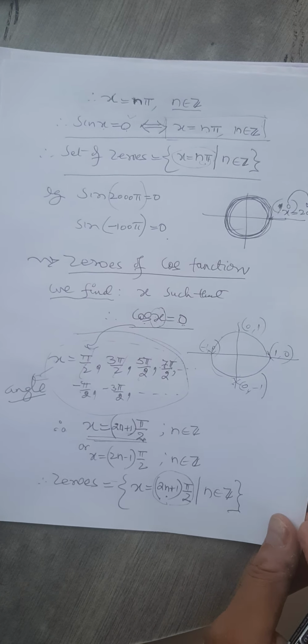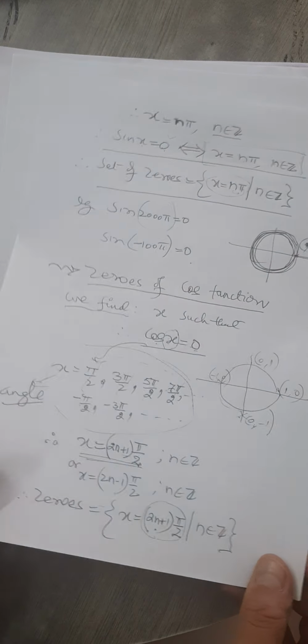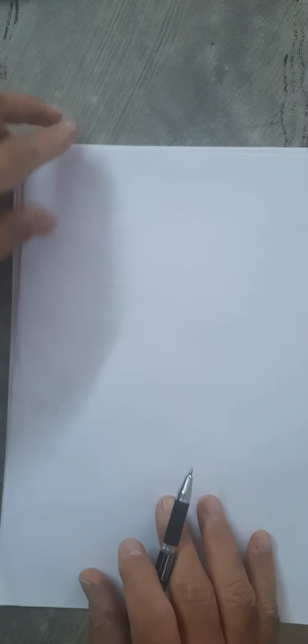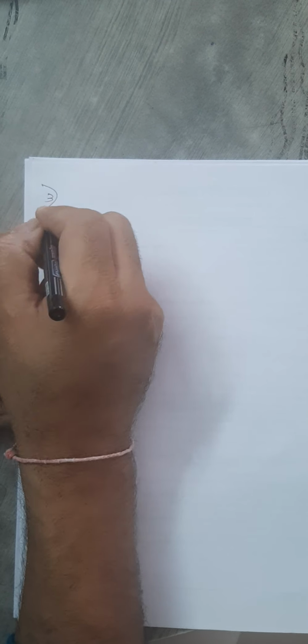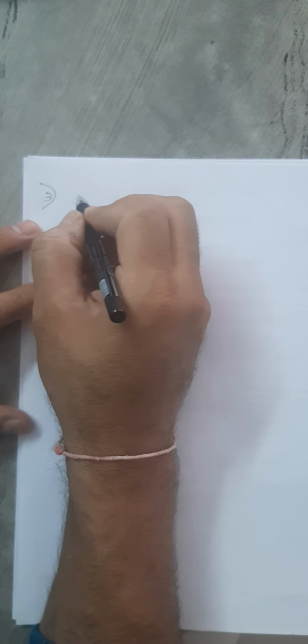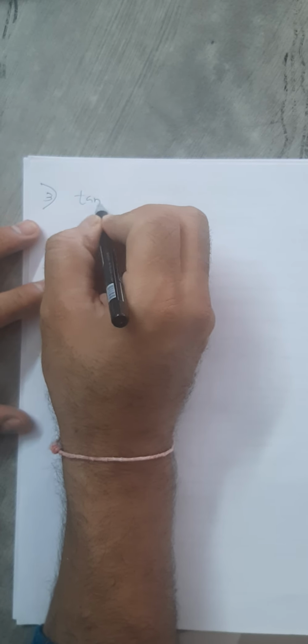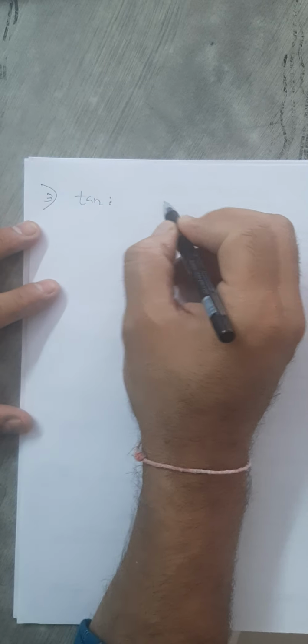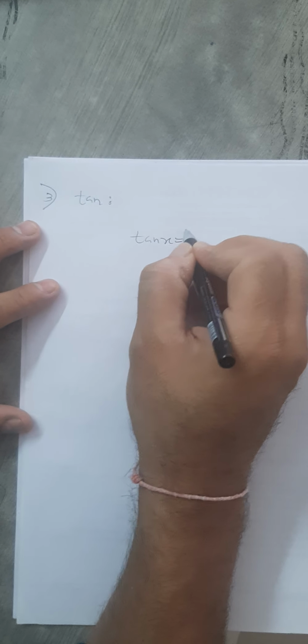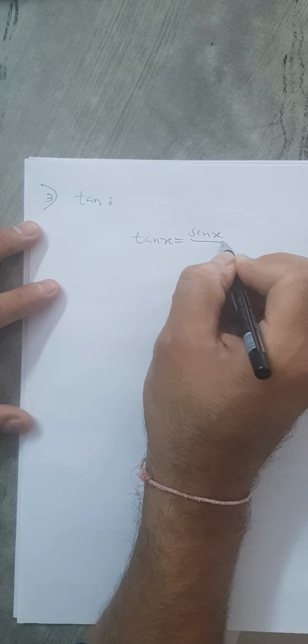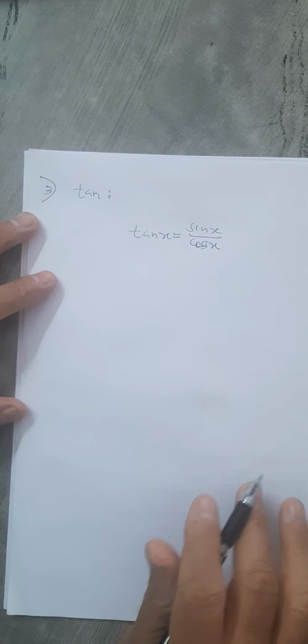So I'll prepare a table here. With the help of the table, I'm writing the remaining functions. Let me write directly. Next one is tan function, for example. So tan, you know the definition. It's a function from, I'll write domain and codomain. You know tan x is the ratio of sine x upon cos x. That much you know.